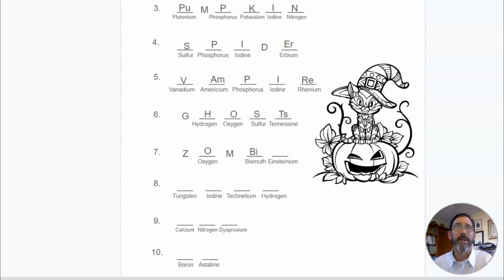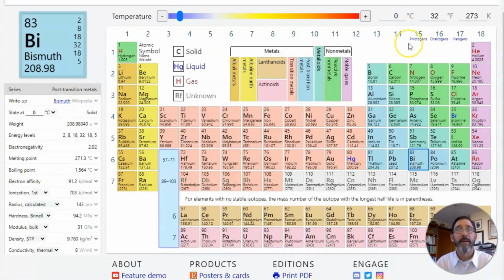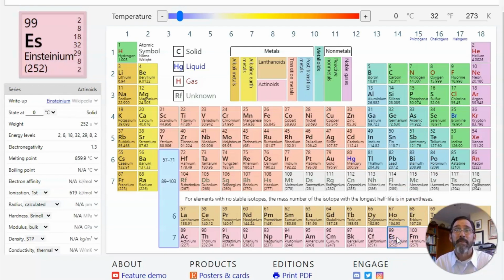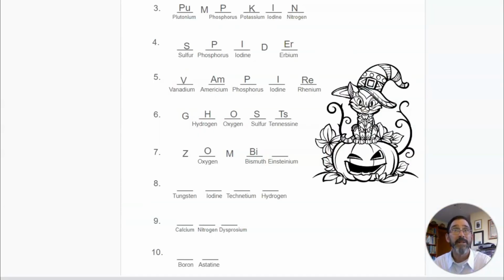And our last elemental name for number 7 is Einsteinium. Einsteinium is found at the bottom of the periodic table. It's actually in the actinides, number 99. Its symbol is a capital E, lowercase s, for Einsteinium. Place the capital E, lowercase s, over Einsteinium. This completes the 7th word, zombies.